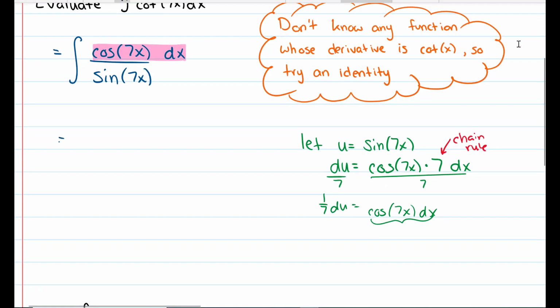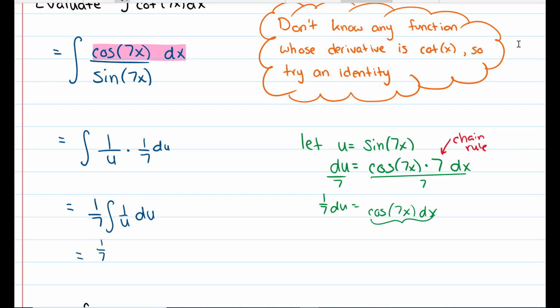So then I can rewrite this as the integral of 1 over u times 1/7 du. So I'm going to bring the constant out. I get 1/7 the integral of 1 over u du. And this is going to be 1/7 times ln of the absolute value of u plus c. And then I put the u back, I get 1/7 ln the absolute value of sine of 7x plus c.